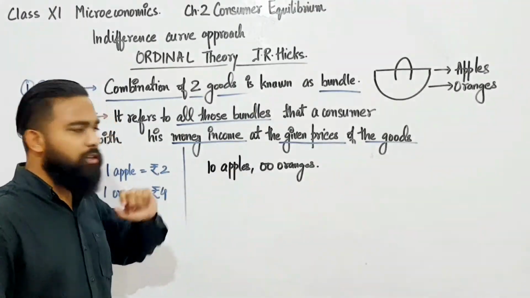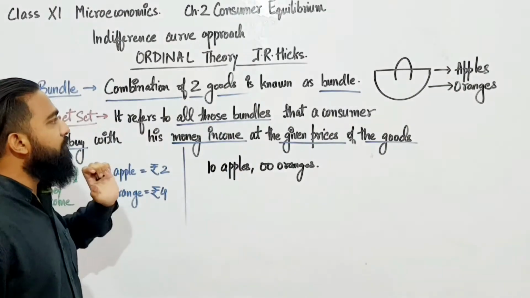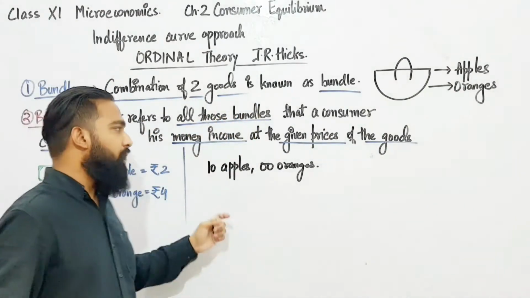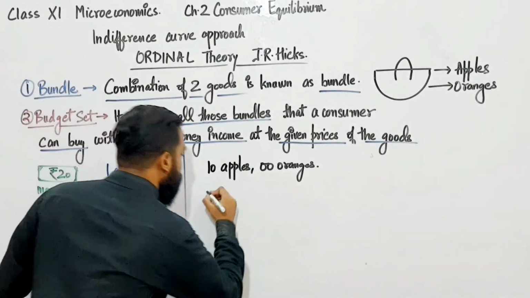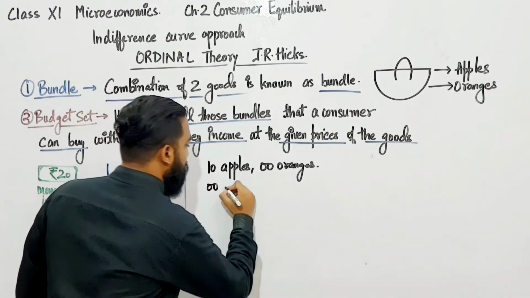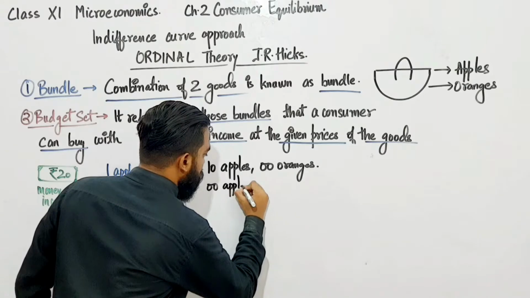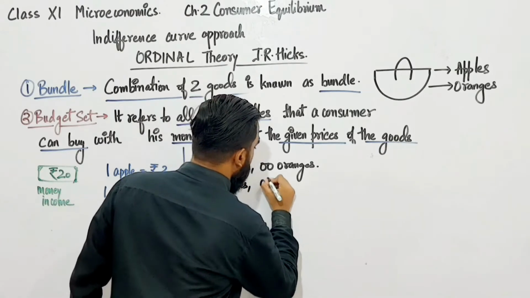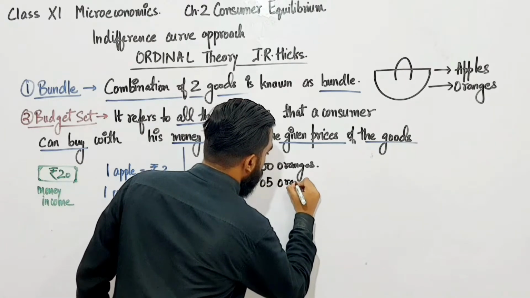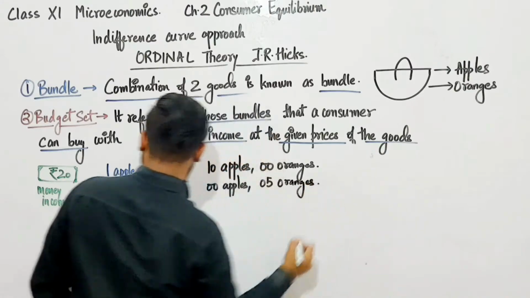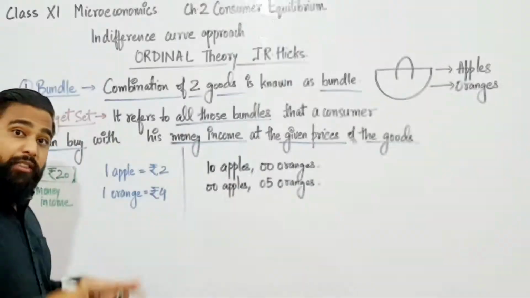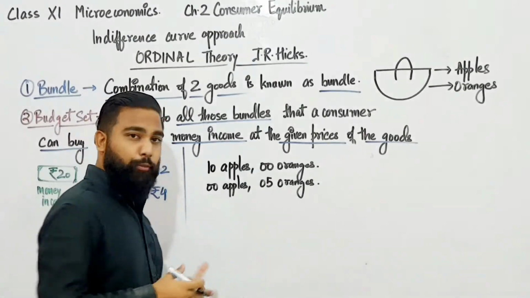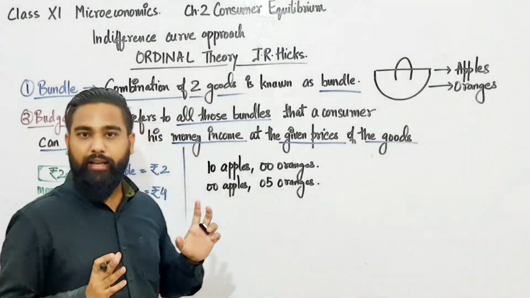Now here 10 and 0 is your bundle. That is the combination of two goods. Now, if you like oranges the most, you don't like apples, then what will be the scenario? In that case, there will be 0 apples and there will be 5 oranges, because at 4 rupees per orange, that is 20. This is within the money income of 20 rupees. Within 20 rupees, you have to buy things.